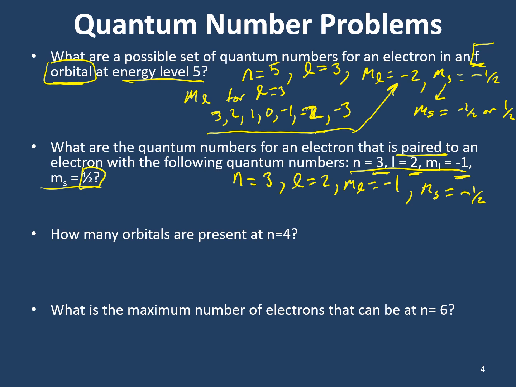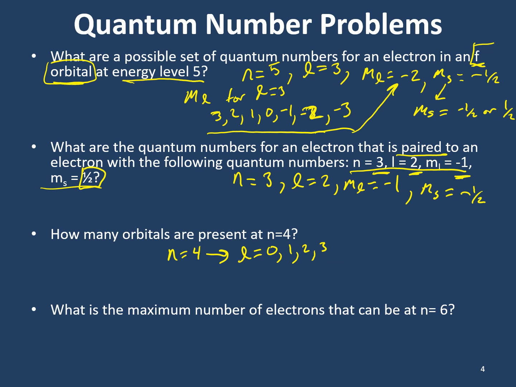Okay, so this brings us to some other questions that we could be asked. How many orbitals are present at n of 4, right? Well, orbitals, how do we find orbitals? We need to know how many ml values there are. ml tells us how many orbitals are present for any type of orbital at any energy level. Now, I know n of 4 means what L values? It means that L could be 0, 1, 2, or 3.